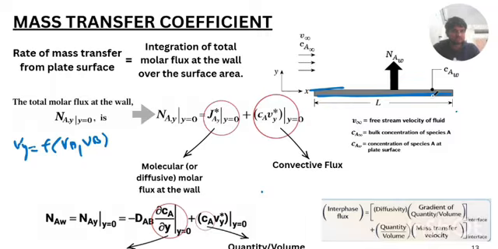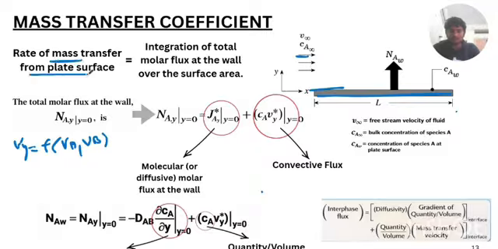The concentration of naphthalene at the wall is CAW. The component A is naphthalene and component B is air. Naphthalene A is diffusing in air B. C infinity is the concentration of naphthalene in bulk air and V infinity is its velocity. NAW is the flux at the wall.